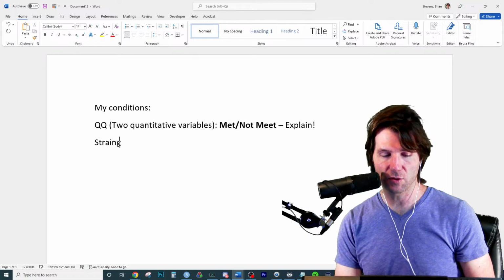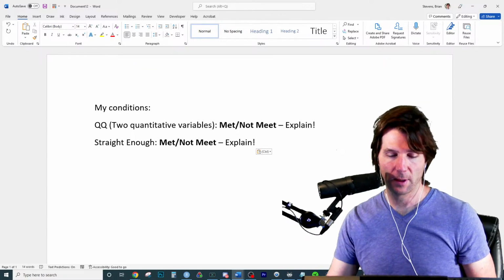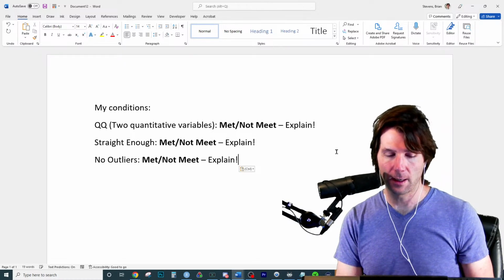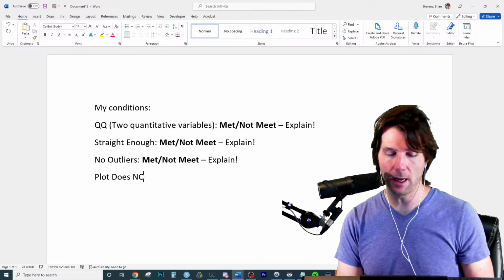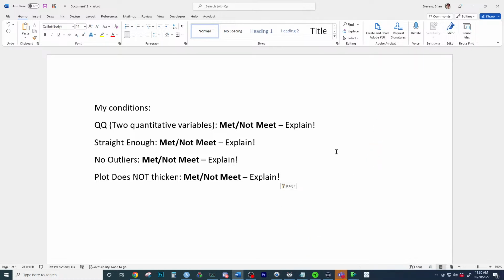The next condition here is straight enough. And then we have QQ, straight enough, no outliers. Now I like to say plot does not thicken, which is the good way of saying it. And we got Blake showing some awesome help in the chat for 1,000 points showing how to do it. So those are your conditions, and I'd probably label them pretty clearly and make sure people know if it's met or not met. So I wouldn't leave it this way.